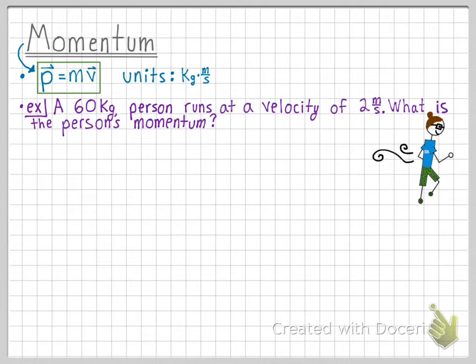A 60 kilogram person runs at a velocity of 2 meters per second. What is that person's momentum? So we know with our momentum equation that is just mass times the velocity. Mass of the person is 60, velocity is 2, so we find that this person has a total momentum of 120 kilogram meter per second.